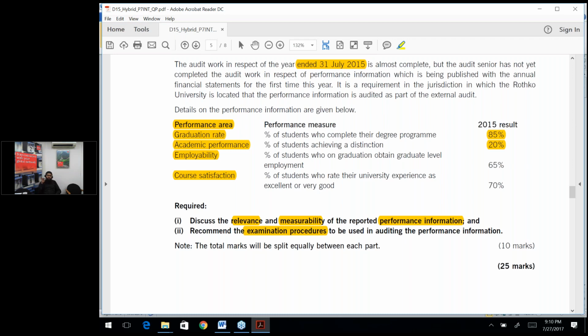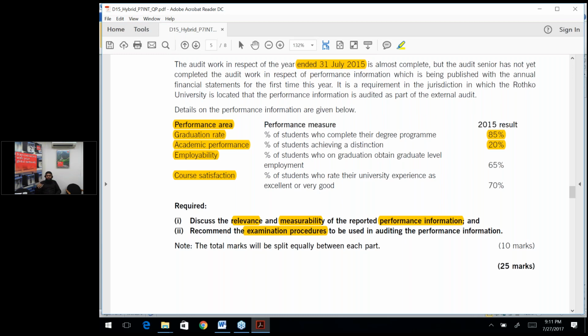It says percentage of students who obtain graduate level employment upon graduation. All that you need to do is randomly pick a few graduates, give them a call, and ask them how long it took for them to get employed. Ideally, you should send a letter to them and seek confirmation, because written evidence is better. But again, it's very simple. You just need to think what could go wrong. You just need to think about verifying this information. That's what the procedure does.